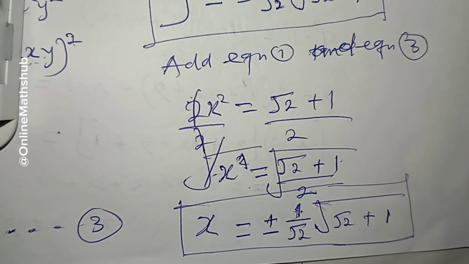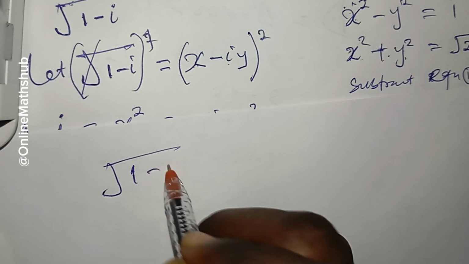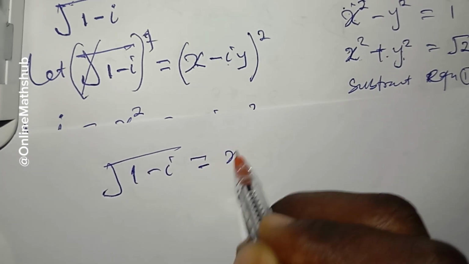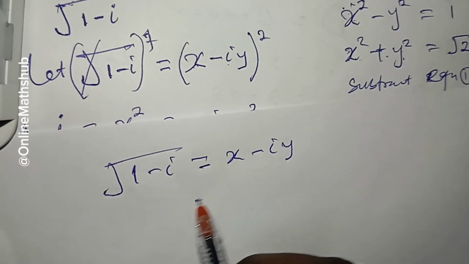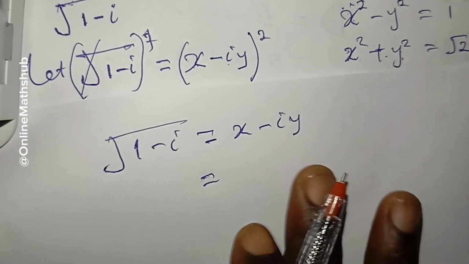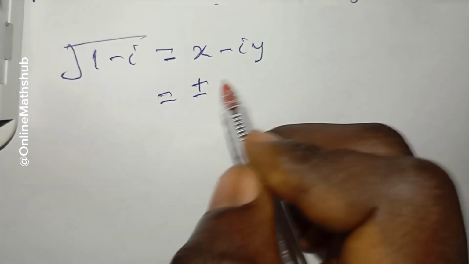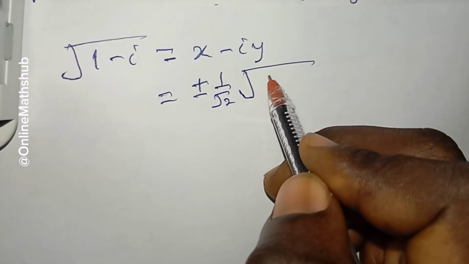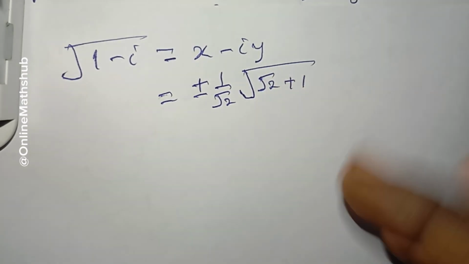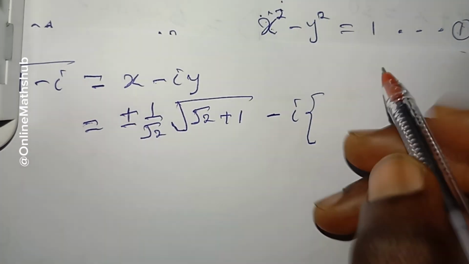And then if you remember where we started, where we set the square root of 1 minus i to be equal to x minus iy. We are going to be replacing the values of x and y now. Our x, we got it to be equal to plus or minus 1 over root 2, multiplied by the square root of root 2 plus 1, minus i. Let me just put this in parentheses.